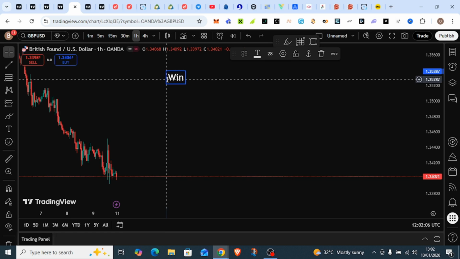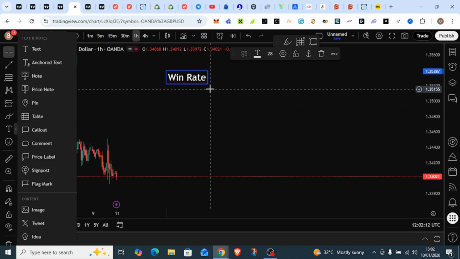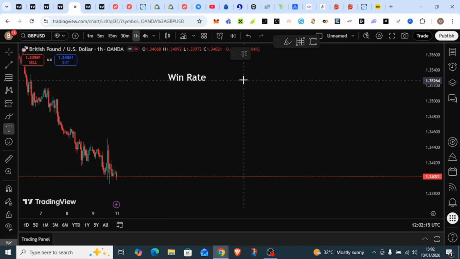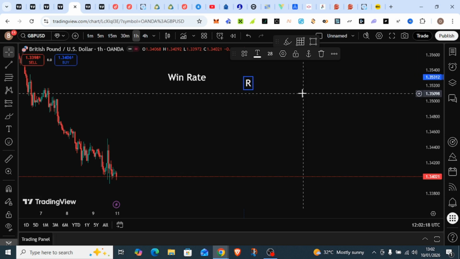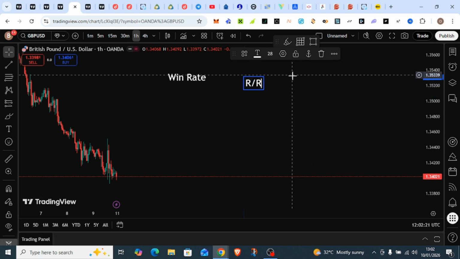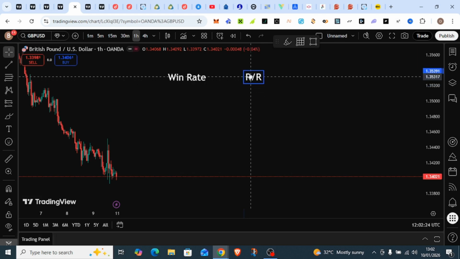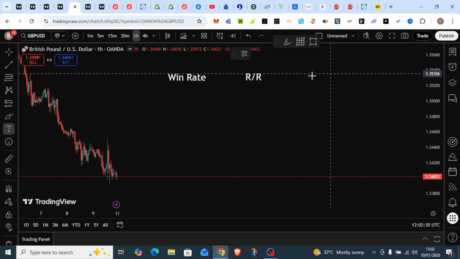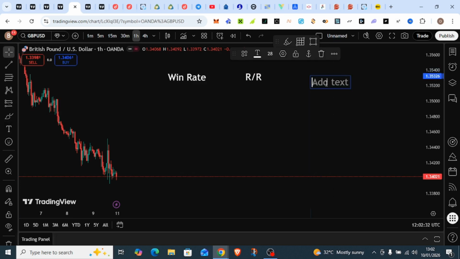Win rate. We have win rate. Then the next one should be RR. R over R. We are using this to represent risk to reward. So let's have it as RR. The next one is outcome. The outcome we have, outcome of the trade. Then under this outcome we have win and loss.